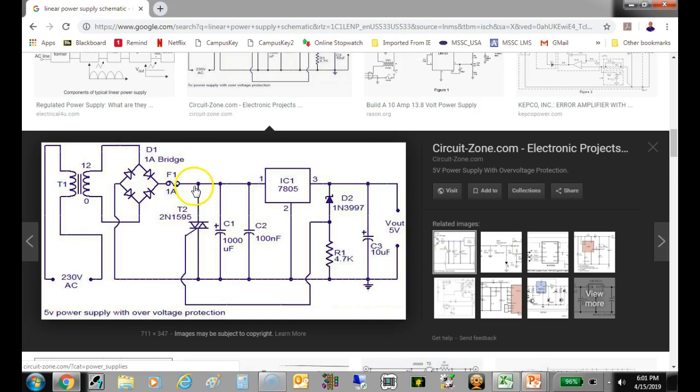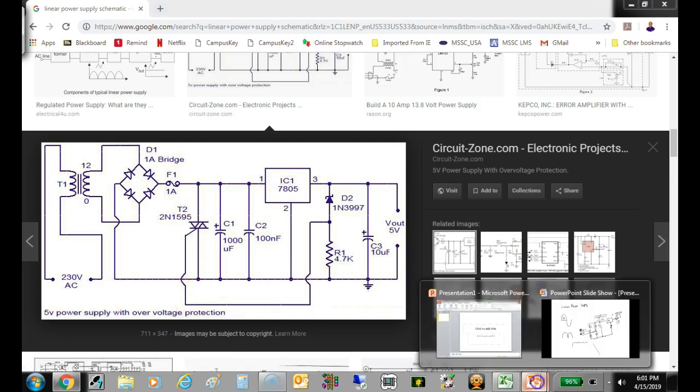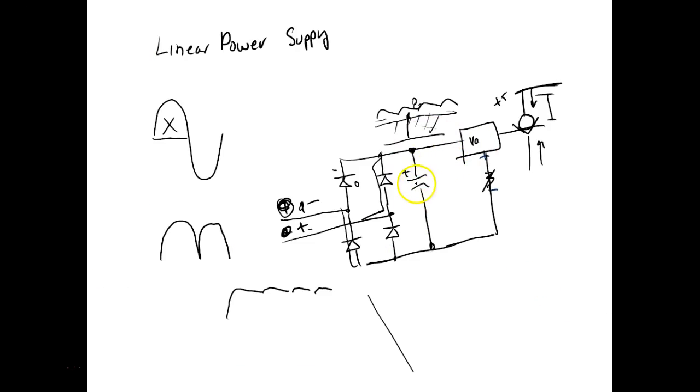The problem we have with these guys is this guy right here. We transmit 60 cycles. So this guy right here is trying to maintain the load between here and here, which would be 8.3333 milliseconds, or 8.3 milliseconds, because that's the time between the pulses.